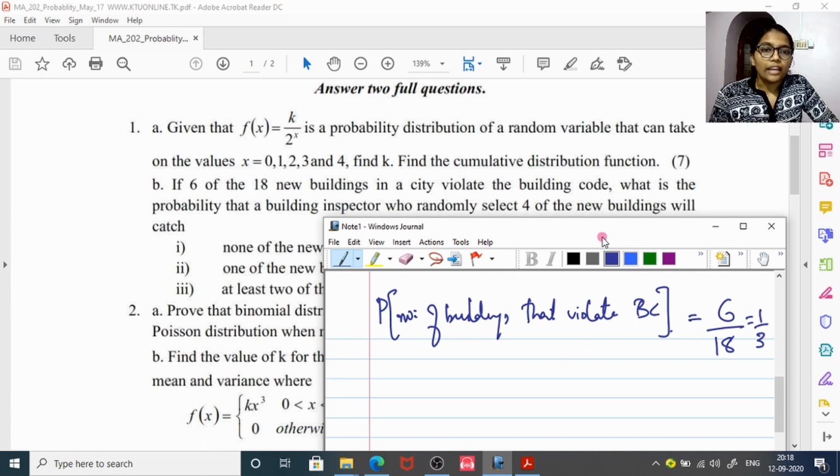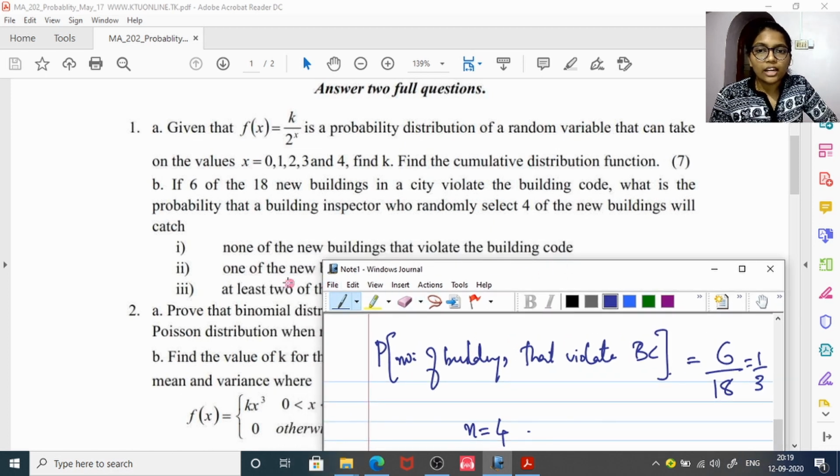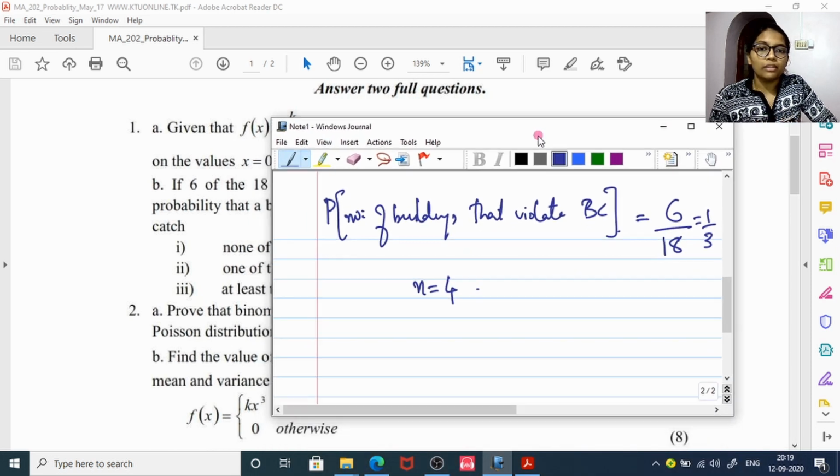And the building inspector randomly selects 4 of the new buildings. So n value equal to 4, which means the number of objects is limited. So we have to move for binomial distribution. And what is the first question? None of the new buildings violate the building code, that is, out of these 4, no building should violate the building code. So what will be the probability, which means the number of buildings that violate the building code must be 0.